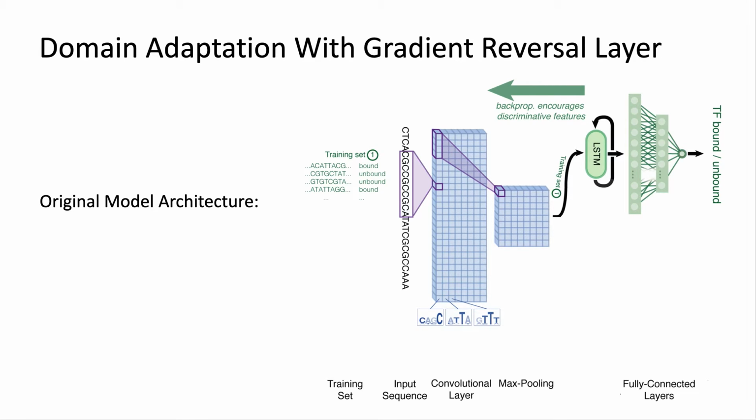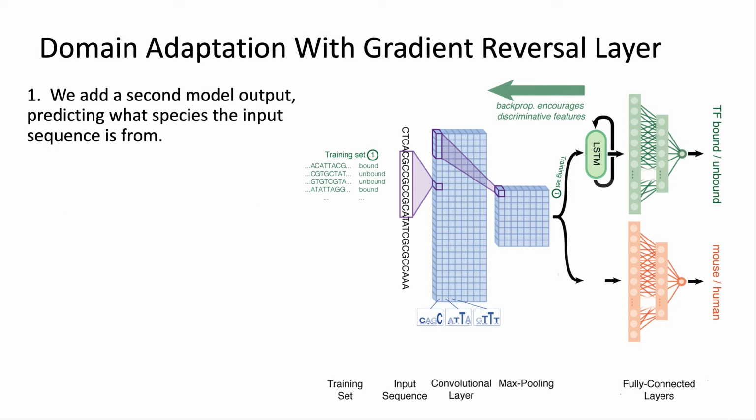So what we're going to do is add a second model output that is going to predict what species the input sequence is from. And I know that without modifying our training set, this doesn't make much sense, but bear with me. As this model is designed, this is probably going to do exactly the opposite of what we want it to do. Instead of learning features that cannot discriminate between species, as Ganin and Lempitsky advised, this is going to train a model that will simultaneously learn binding and also be as discriminative between species as possible.